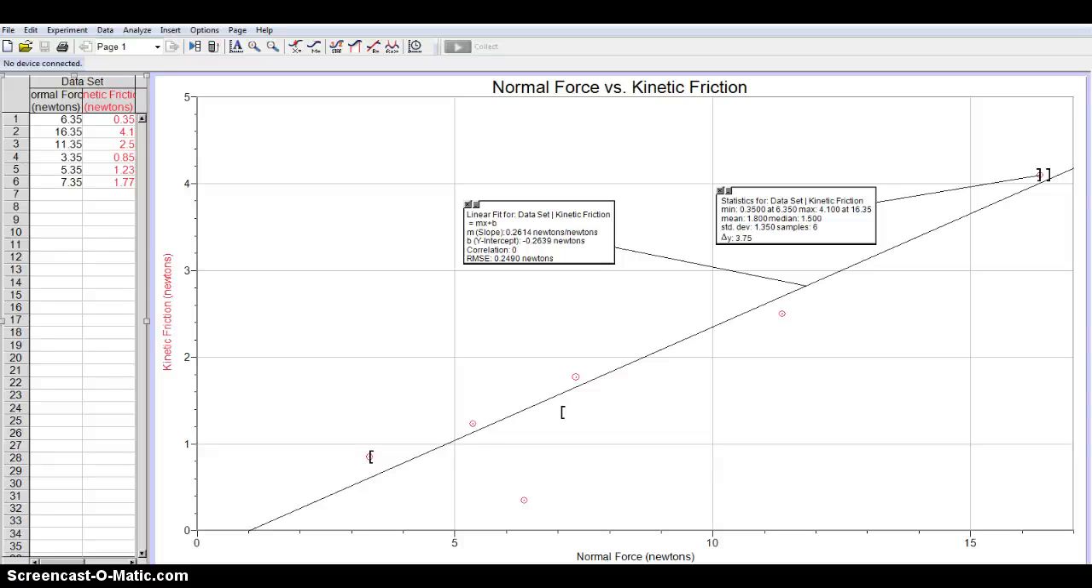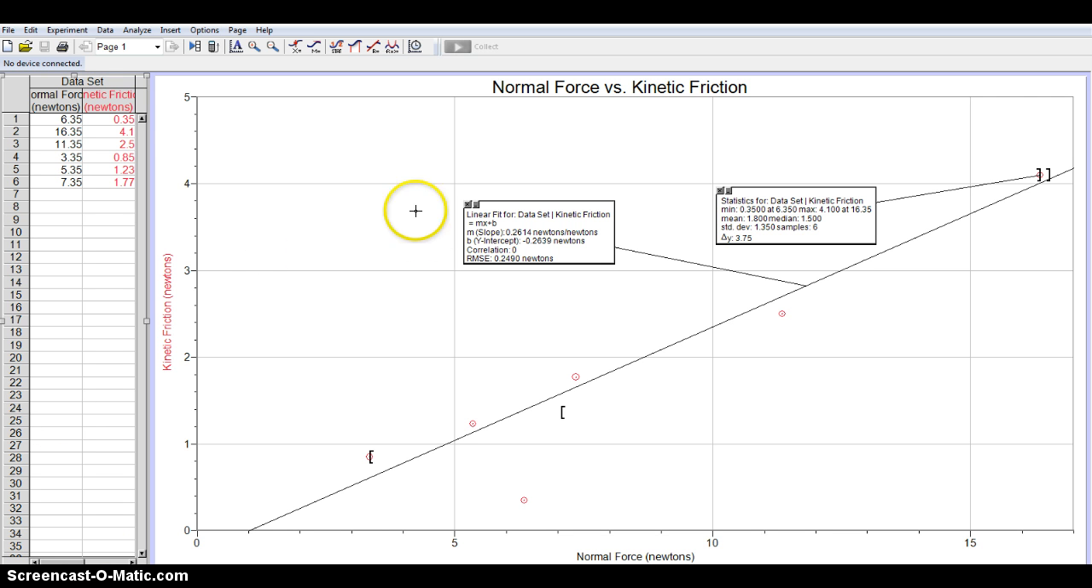Okay, so right now I'm going to explain a Logger graph I made about relating normal force and kinetic friction. I used 6 different data points for normal force and 6 corresponding data points for kinetic friction. After graphing these, I did a linear fit line, and I got a slope of about 0.3 newtons, or 0.26 newtons, per 1 newton of normal force.